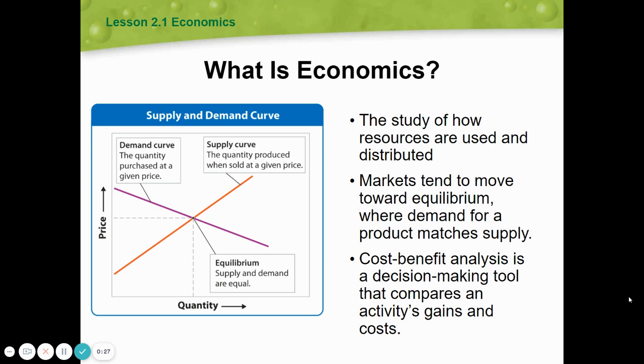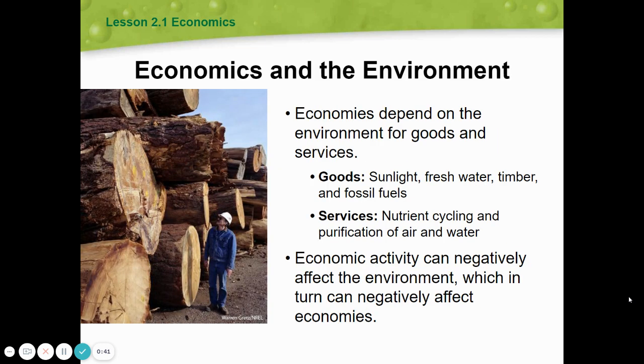Markets tend to move towards equilibrium, which is kind of a balance, where demand for a product matches supply. Cost-benefit analysis is a decision-making tool that compares an activity's gains and costs.